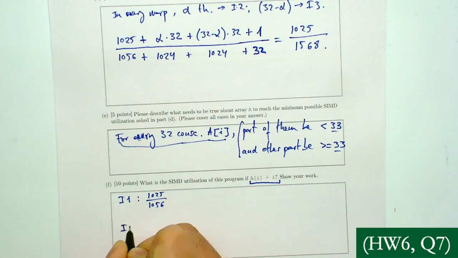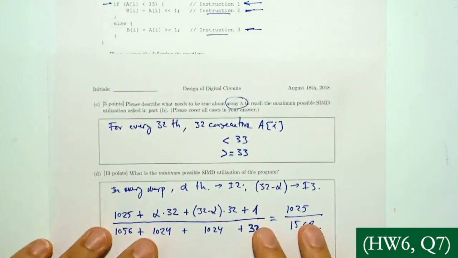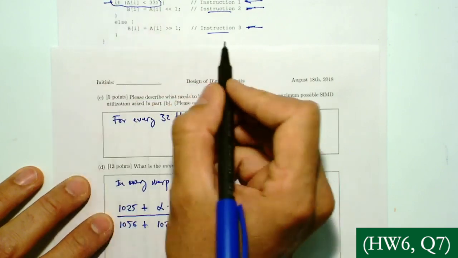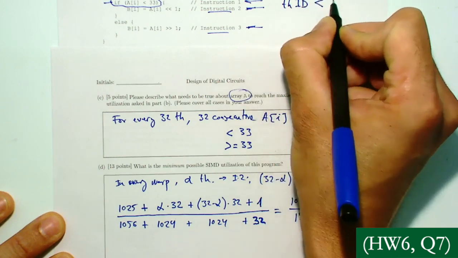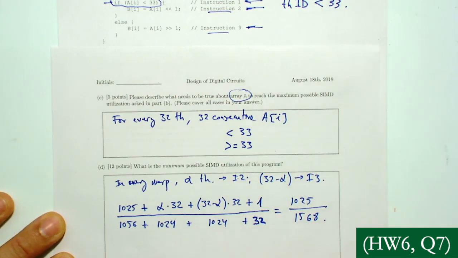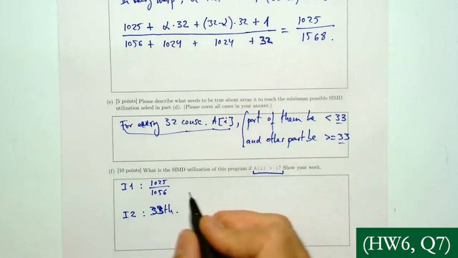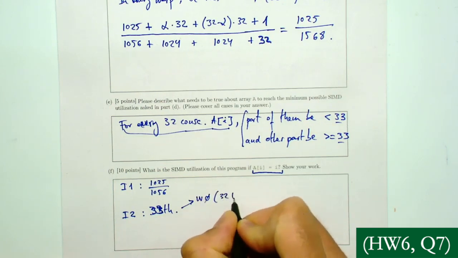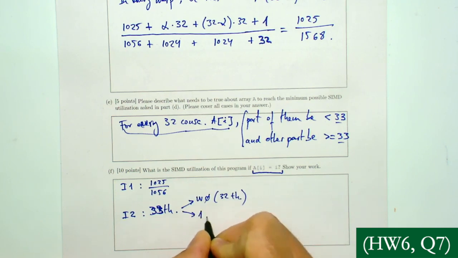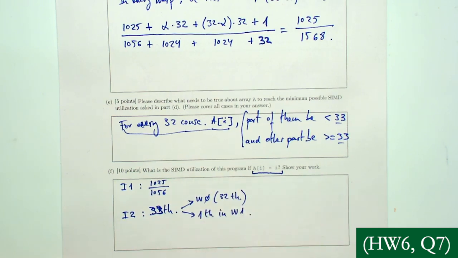And then we have that instruction 2 is executed by 33 threads. Why is that? Because this condition here, the if statement, is only going to be true for threads with a thread ID lower than 33. So there are 33 threads that will execute instruction 2. And notice that this is the entire warp 0 composed by 32 threads plus one thread in warp 1. And then the rest of threads will execute I3, including the thread in the last warp.